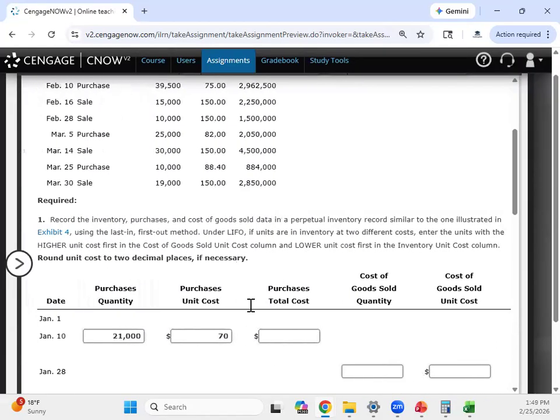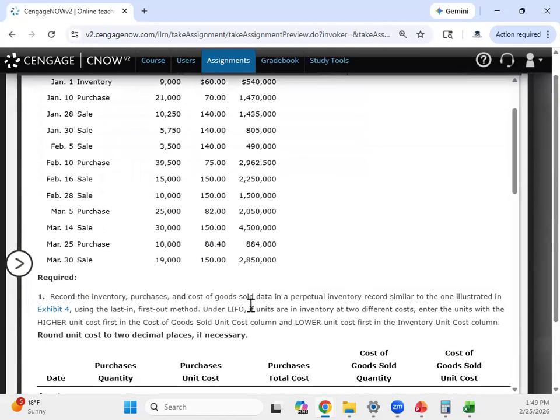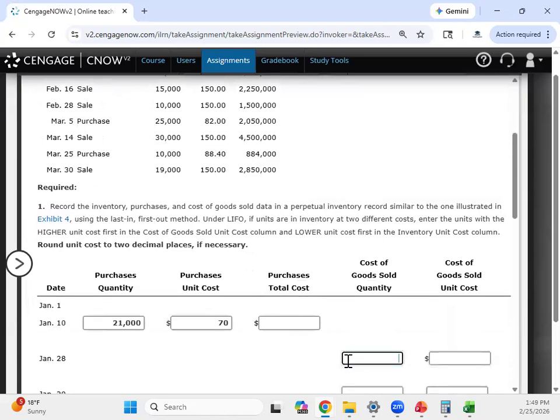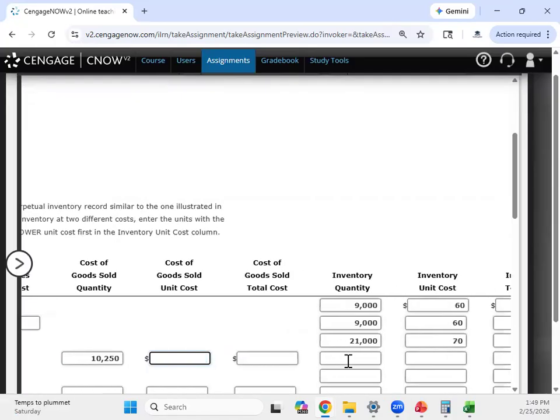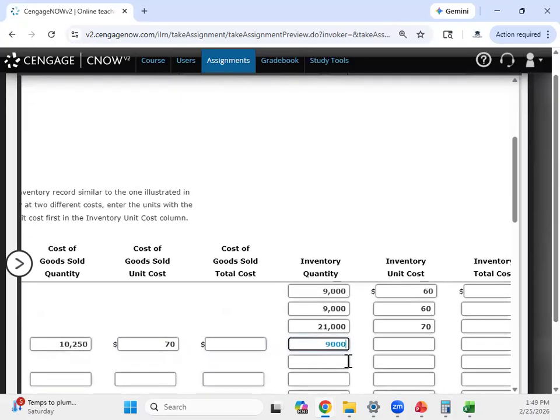Then when we make this initial sale, we sell 10,250 units. And it's last in, first out. So this is going to be $70 inventory that's sold. And so then now we repeat the 9,000 inventory at $60 a unit. And then we have 10,750 in inventory left at $70 a unit. I think I added that up right.